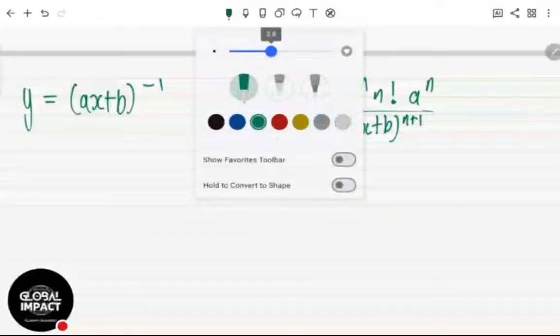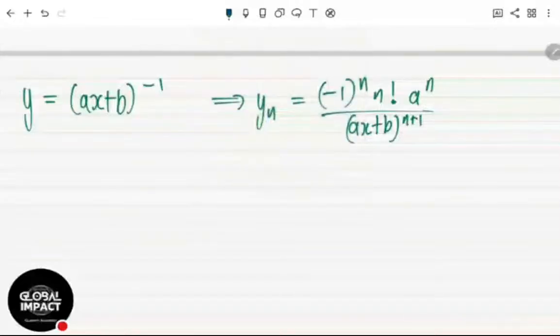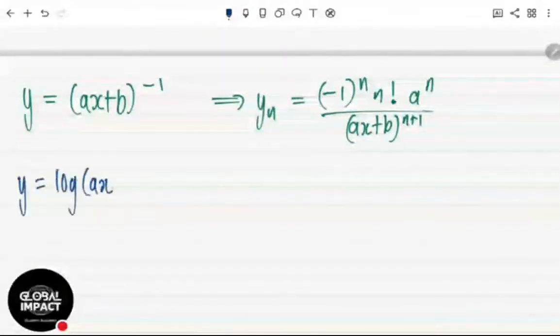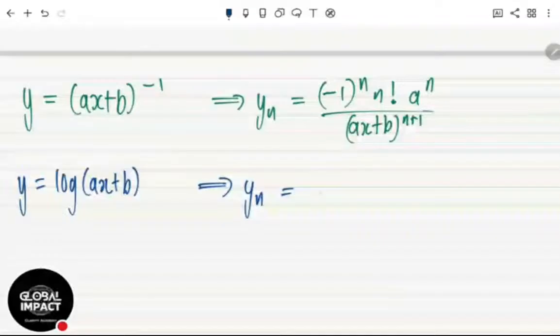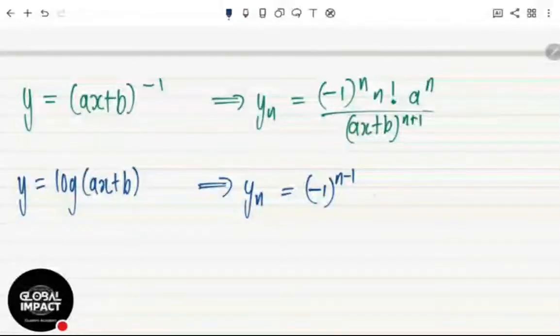Then what about if I have the other one? If I have y equals log of ax plus b, then my nth derivative is negative 1 to the n minus 1. Then, instead of n factorial, you have n minus 1 factorial. So you still have n minus 1 factorial.